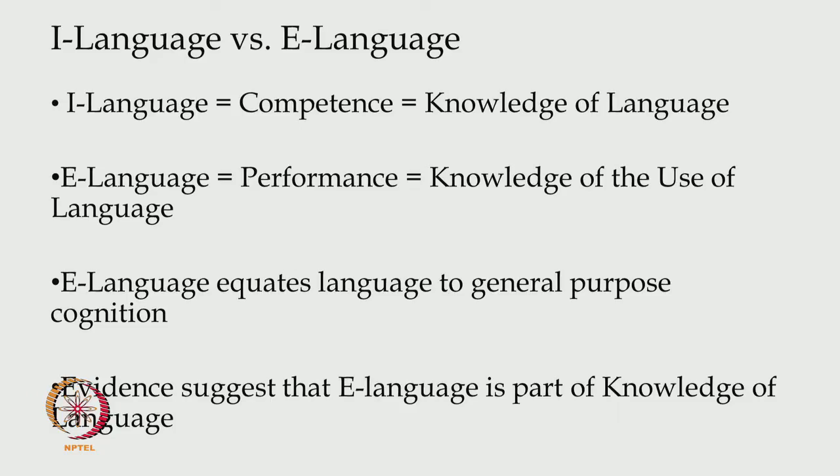And then I have just talked to you about these terms, that i-language means competence, that is linguistic competence, and then it means knowledge of language. So these are interchangeable terms. E-language means performance, and the knowledge of the use of language. This is the term which I want you to look at afresh. Does this term make sense to you? Knowledge of the use of language. What could be the difference between knowledge of language and knowledge of the use of language?